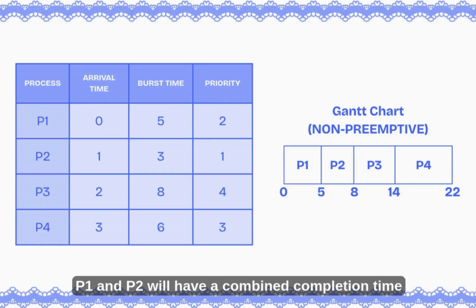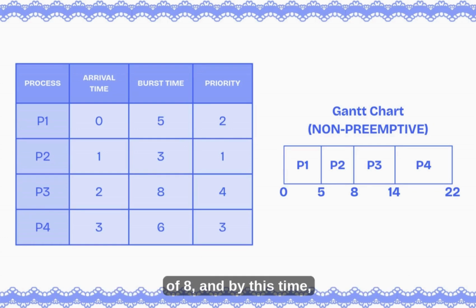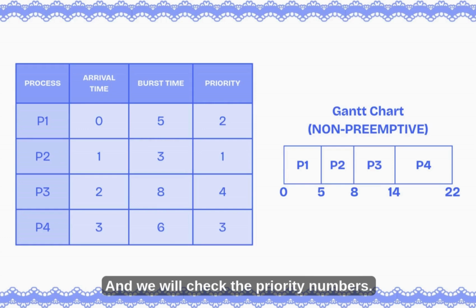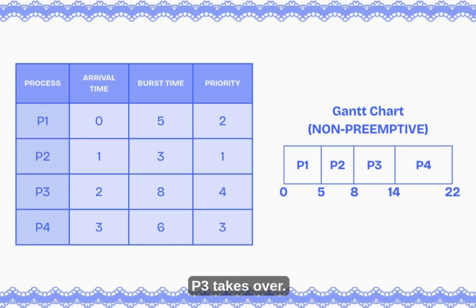P1 and P2 will have a combined completion time of 8, and by this time, P3 and P4 have already arrived at time 2 and time 3, so the arrival time no longer matters, and we will check the priority numbers. P4 has a higher priority than P3, so P4 will run until completion before P3 takes over.